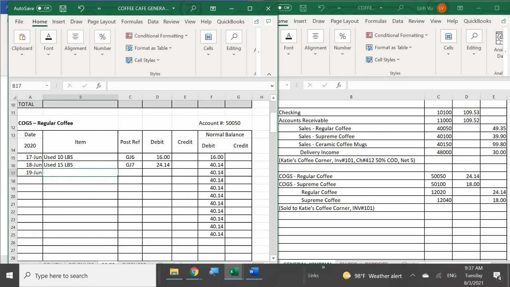This time you can actually use that I sold 15 pounds, as opposed to using 15 pounds. I think we're still on the Journal 7. And this time it was for a total of $24.14, which should give me now an ending balance of $64.28.